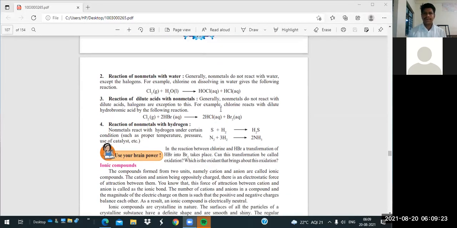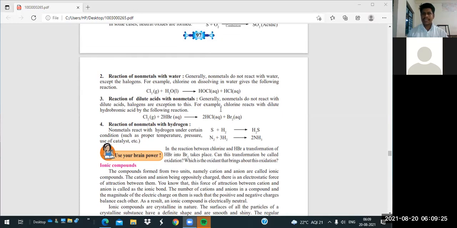The compounds formed from two units, like the cation and anion, are called ionic compounds. Once again, I am going to tell you the definition of a compound. When two or more substances combine with each other and form a new substance with new physical and chemical properties, it's called a compound.